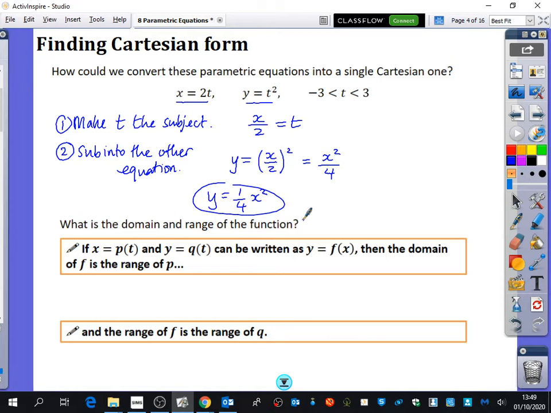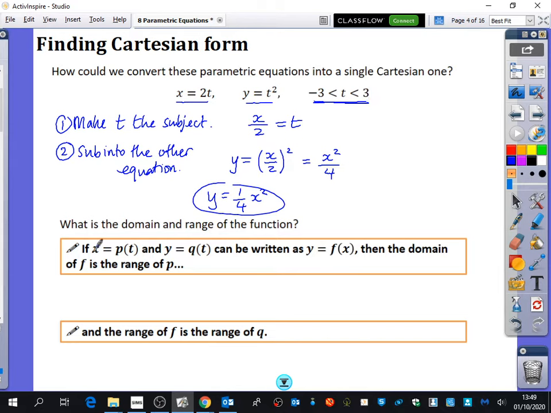Because we've just done functions, we want to think about how domains and range relate to this. So they've told me something. They've told me that the input values for t are between -3 and 3. We're only allowed to substitute those values in. And the domain and range of this function are going to be a bit different.